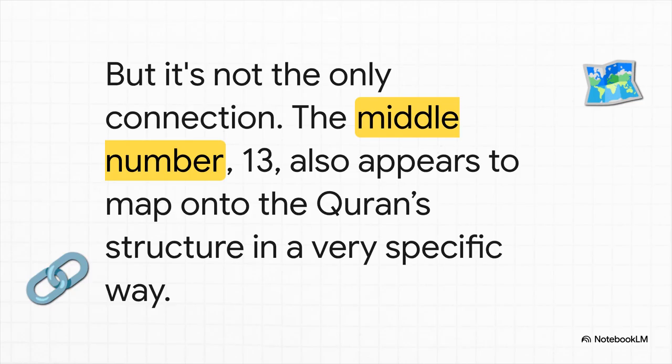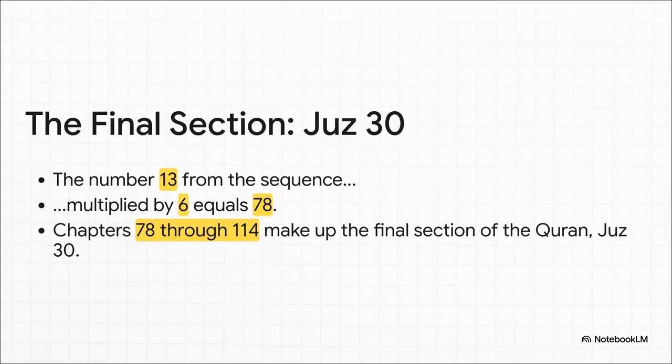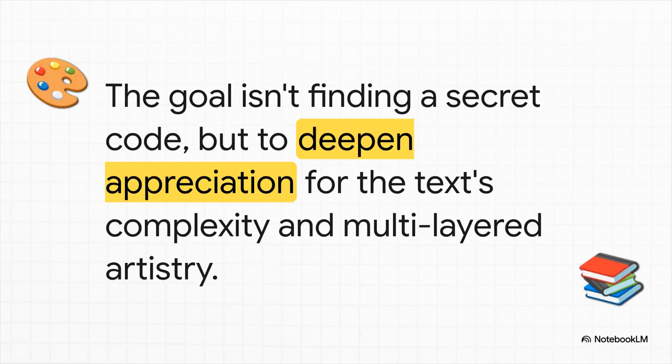Remember that middle number in our sequence, 13? Well, it also appears to map onto the Quran's structure in a very specific way. Get this. If you take that number, 13, and multiply it by the same connecting number, 6, you get 78. And chapter 78 is the precise starting point of what's known as Juz 30, which is the final part of the Quran, running all the way to the final chapter, 114. So the same pattern seems to point to both the total number of chapters and the start of the book's final section.